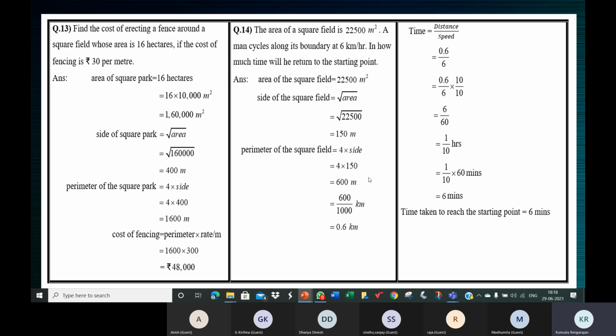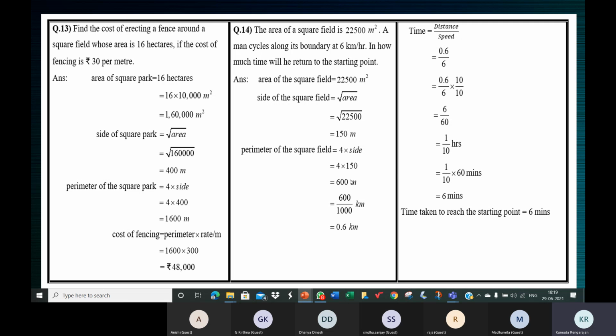He's gone one round. Whether you walk or whether you cycle, you will be covering the same distance. When you walk along the boundary of the field, whether you walk or you jog or you cycle, whatever you do, the distance you cover is 600 meters. The difference is only in the time. If you walk, you'll take a longer time. If you cycle, you take less time. But the distance covered is 600 meters.